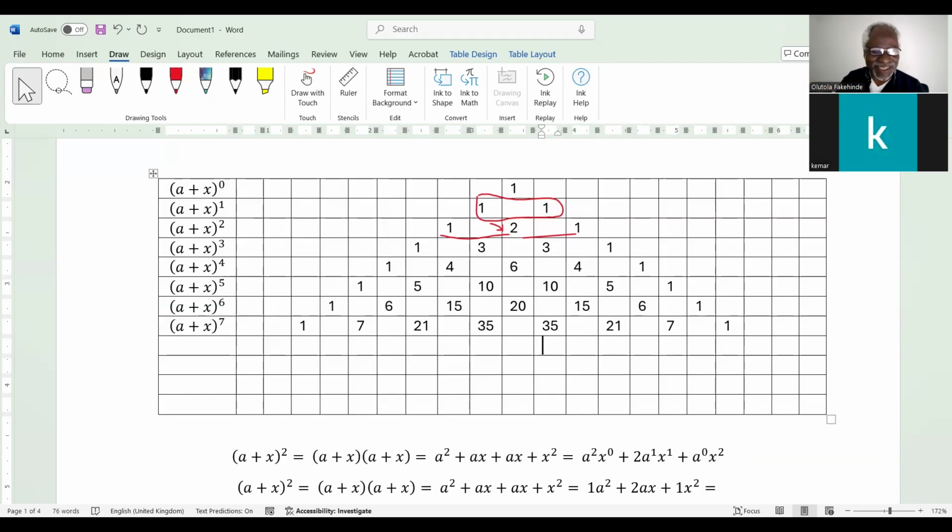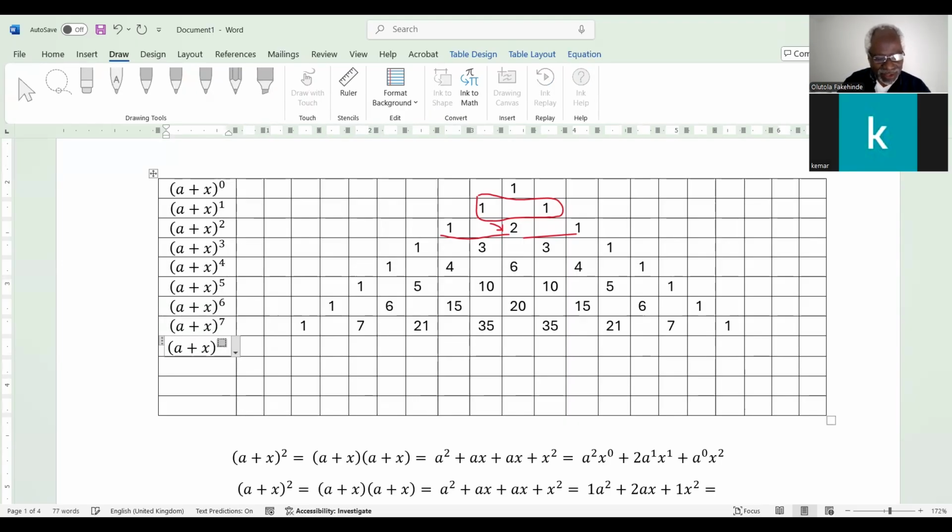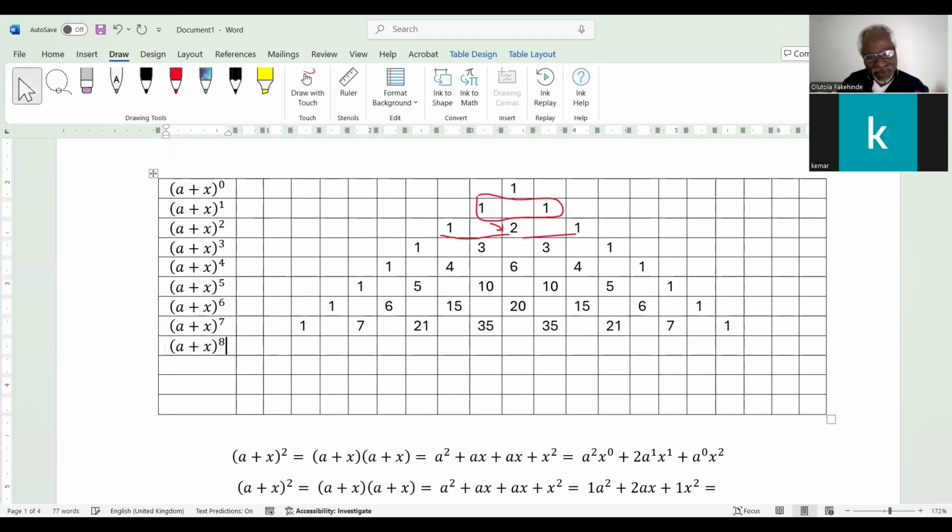So let's go. Now we build row 8 and then row 9, and then we're going to look at something. Let's start. We start with 1, then 8, 8, 21, 28, 28.